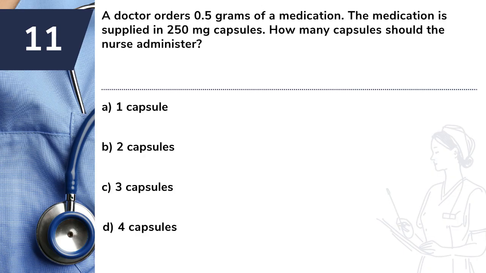Question 11. A doctor orders 0.5 grams of a medication. The medication is supplied in 250 milligrams capsules. How many capsules should the nurse administer? A. 1 capsule. B. 2 capsules. C. 3 capsules. D. 4 capsules.